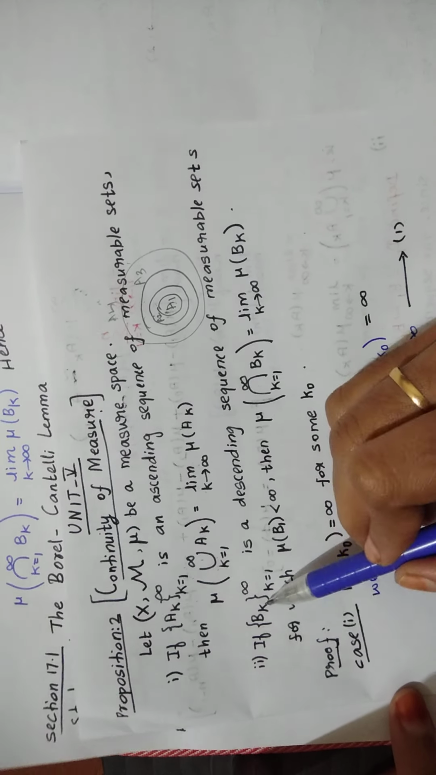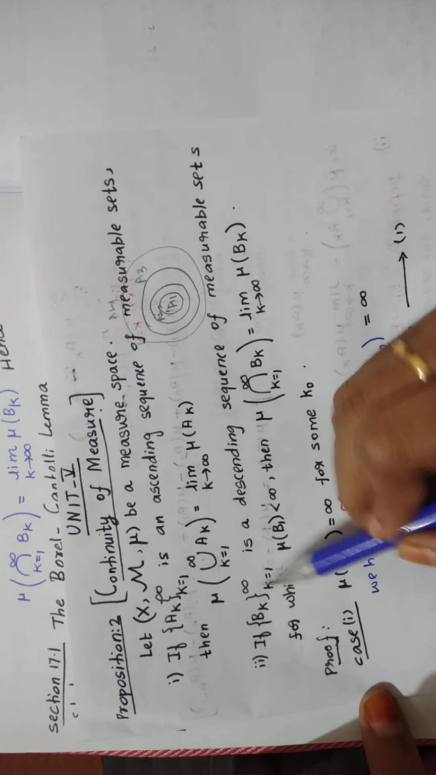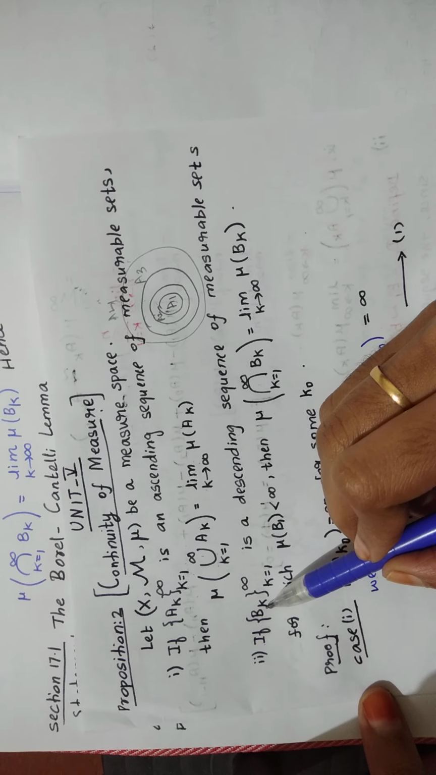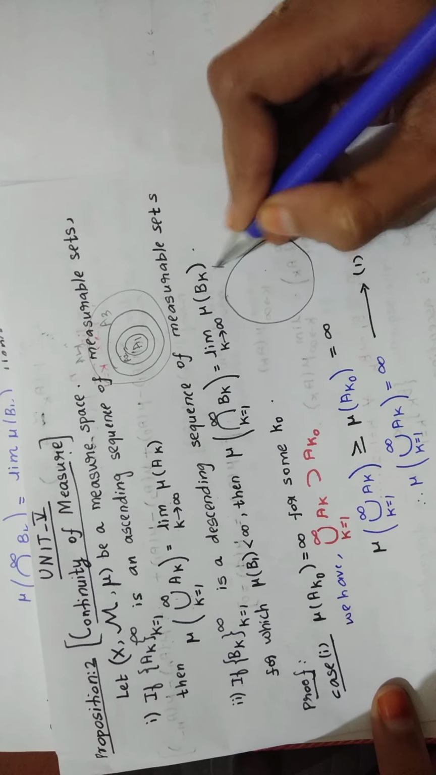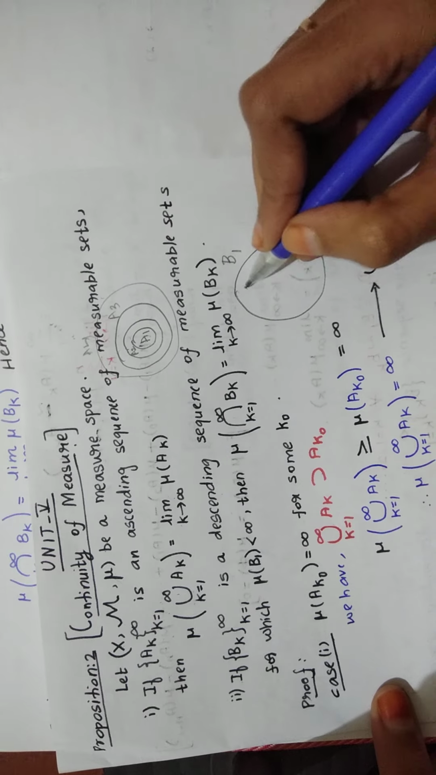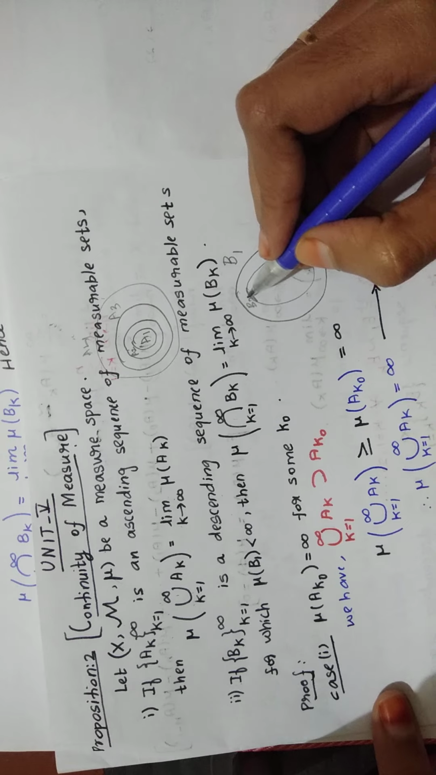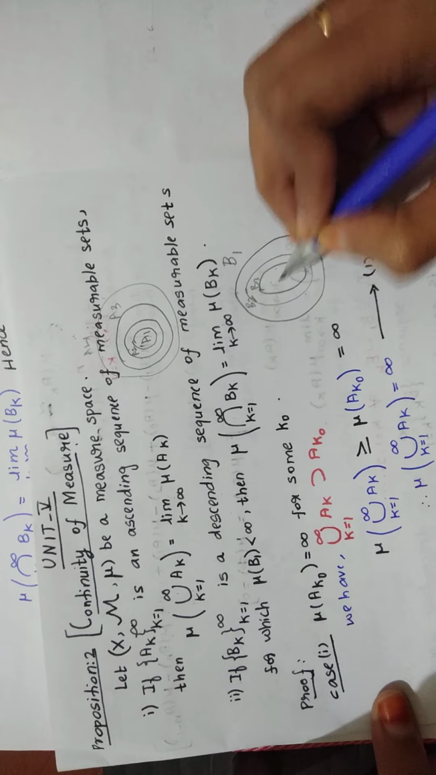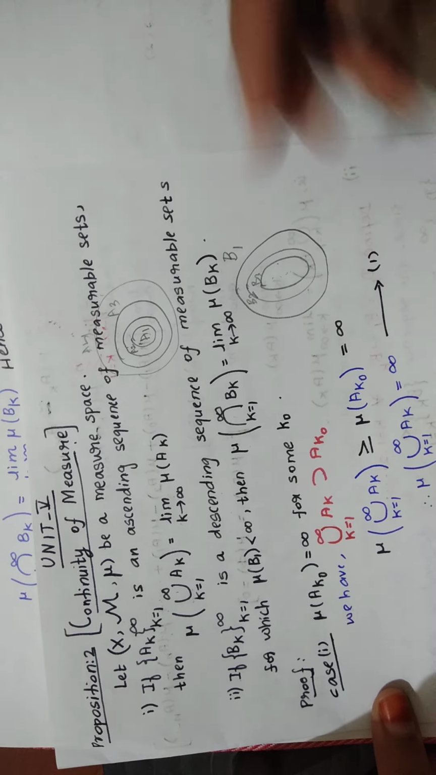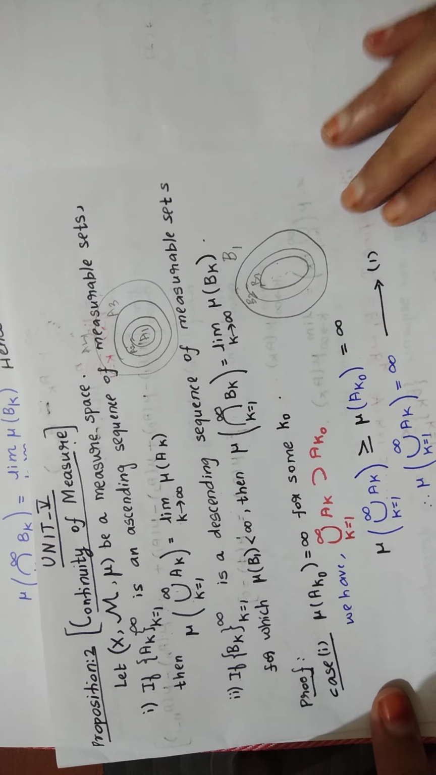And similarly they have given you a second condition also. In the second condition they have given you a sequence B_k, k equal to 1 to infinity, which is also measurable sets arranged in a descending order. It means you will have B1, and B2 will be present inside this because B2 is smaller than B1, since they are arranged in a descending sequence, and you will have B3 till B infinity. This is how the collection B_k, k equal to 1 to infinity, is arranged in a descending order.